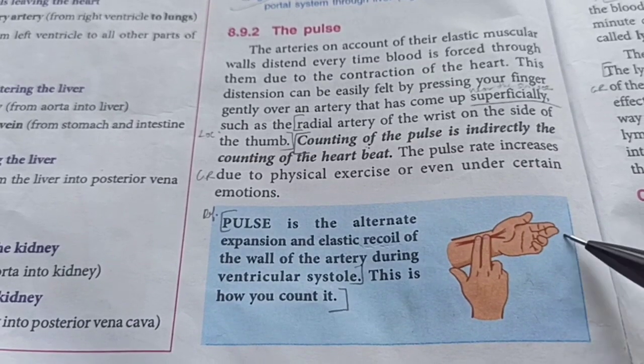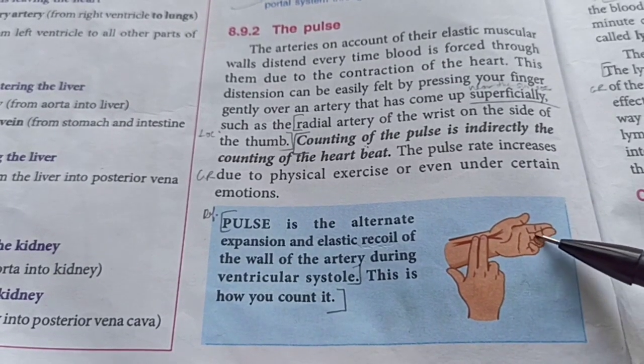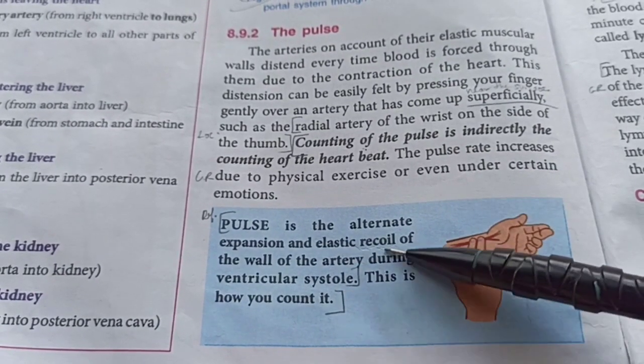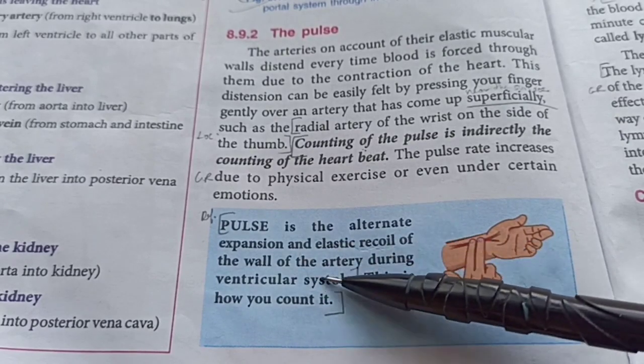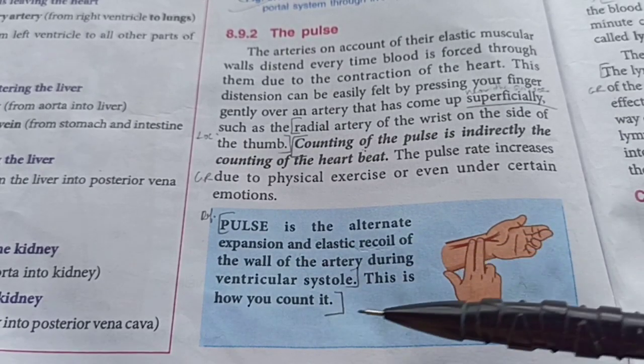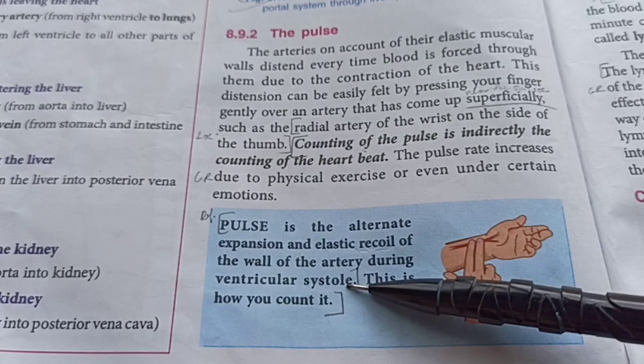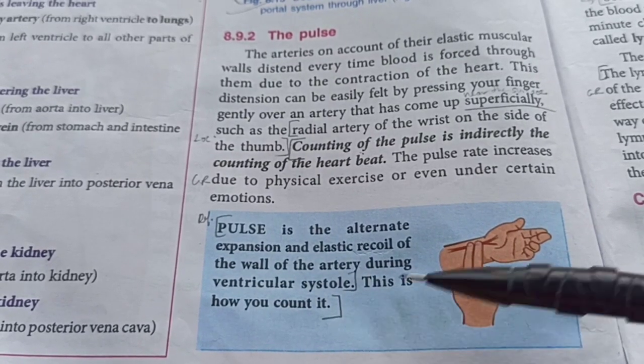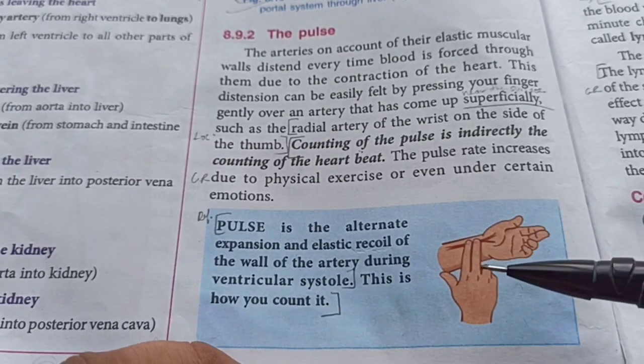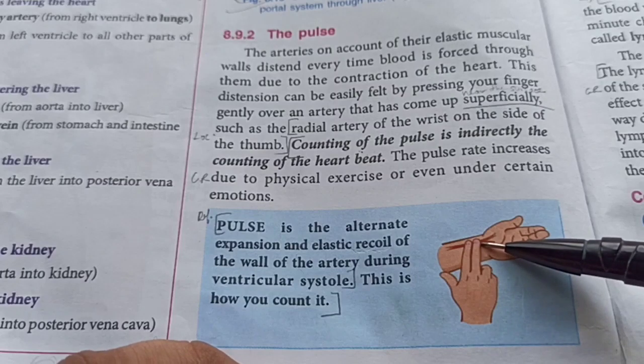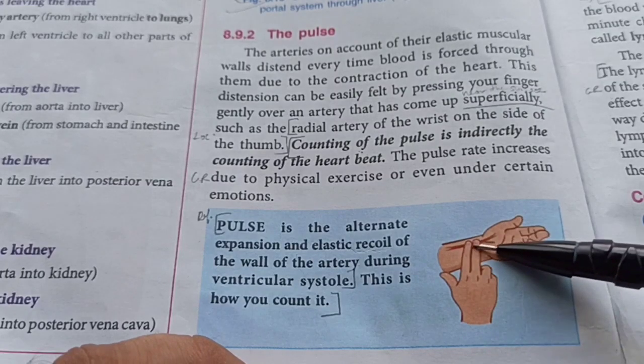The pulse that we measure gives us the indication of the rate of the heartbeat, because after all it is the alternate expansion and elastic recoil of the walls of the artery, the radial artery, during ventricular systole. Ventricular systole is the most powerful, which we can feel by calculating the pulse. So the arteries being elastic will expand when blood flows, and it will recoil when the blood goes away.